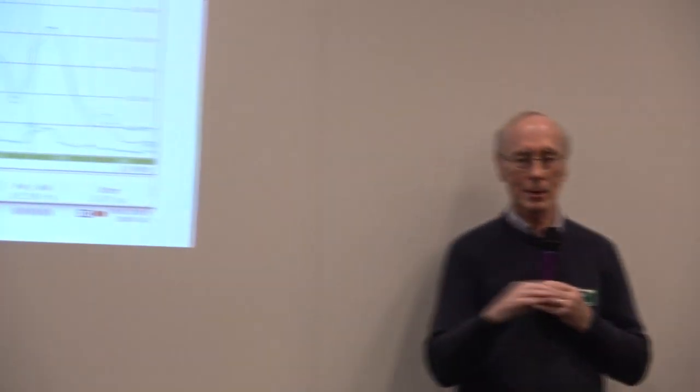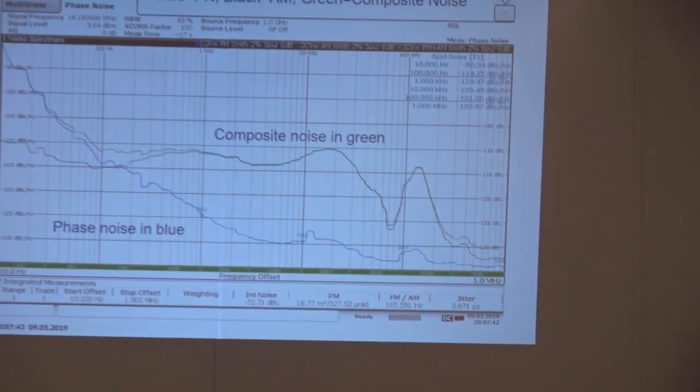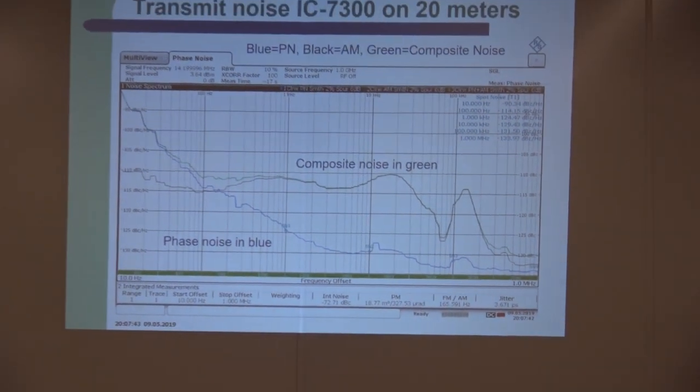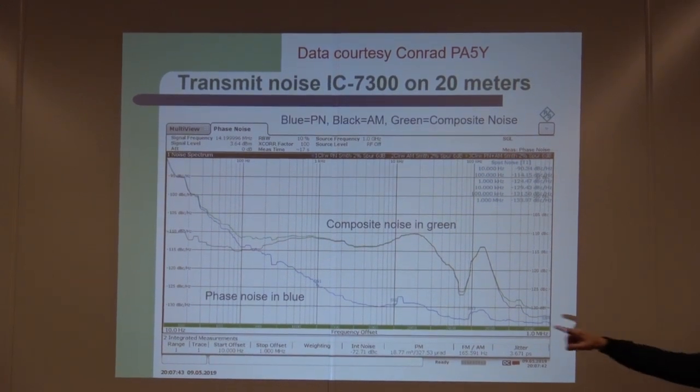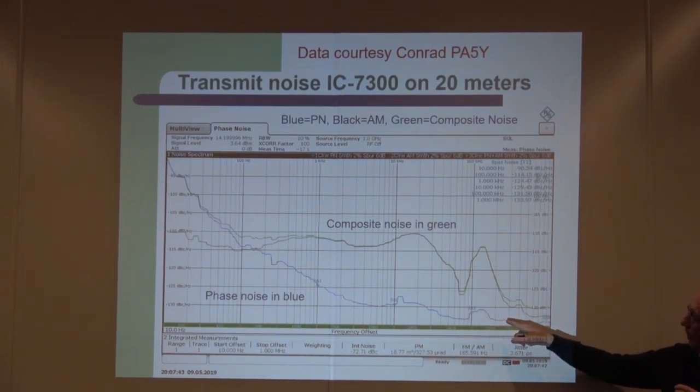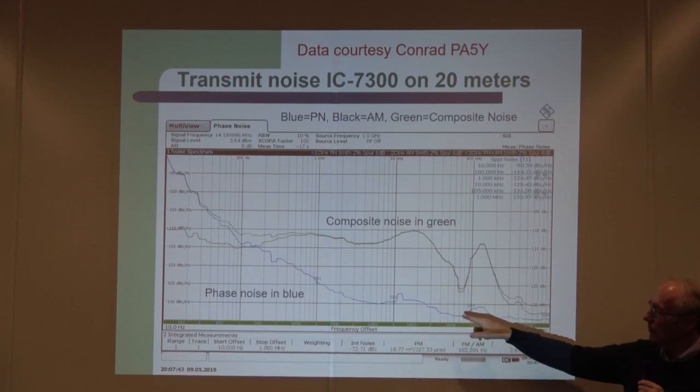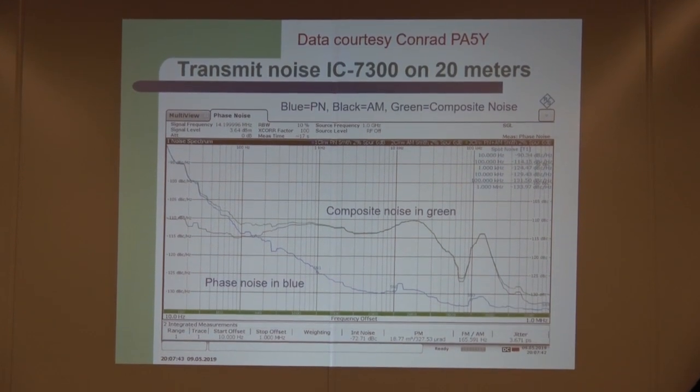So here's the output of the Rohde & Schwarz that does measure AM noise separately from phase noise or composite noise. And really, composite noise is what we really want to know about. If we make a measurement with the Perseus, it's only measuring composite noise, in other words, the total noise. So if we look at the graph there, one of them goes way down here, and that's the phase noise. And so that is falling off as we'd like.